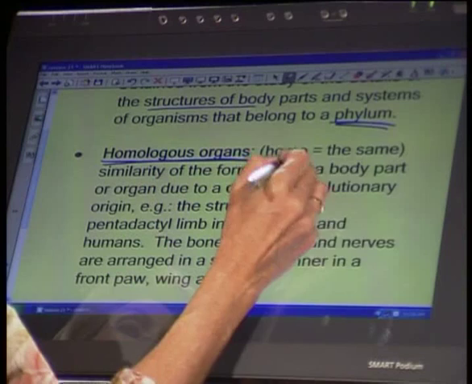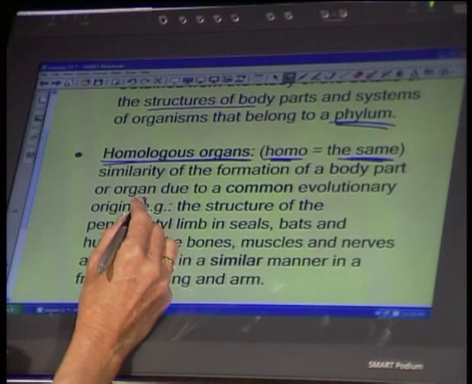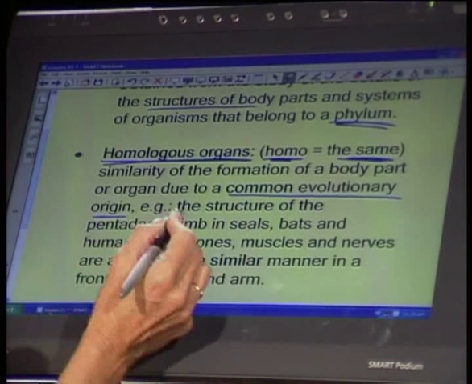Why? We all have a vertebral column. So we look at all the different structures and the systems, and that's what puts us into a phylum. Now, if we look at homologous organs, remember, homo always means the same. There's a similarity in the formation of the body parts of the organ due to a common evolutionary origin. So in other words, the structure of the pentadactyl limbs in seals, bats, and humans, it's our arms. Okay, so if we look at the arm structure, you're going to find them in bats, and bats fly. You're going to find them in humans. Well, we use our arms for a whole bunch of things, certainly not walking though. Seals have little flippers that they use, all right? So they're going to use these pentadactyl limbs to move, to swim. We use them for all the things that we do, and a bat will use it to fly.